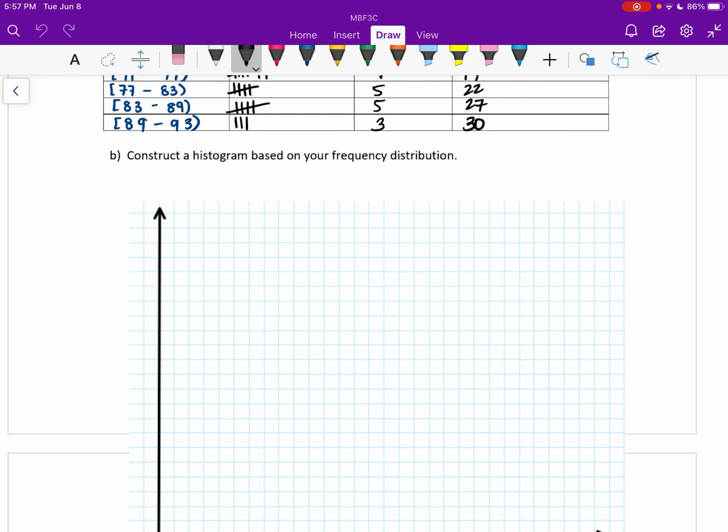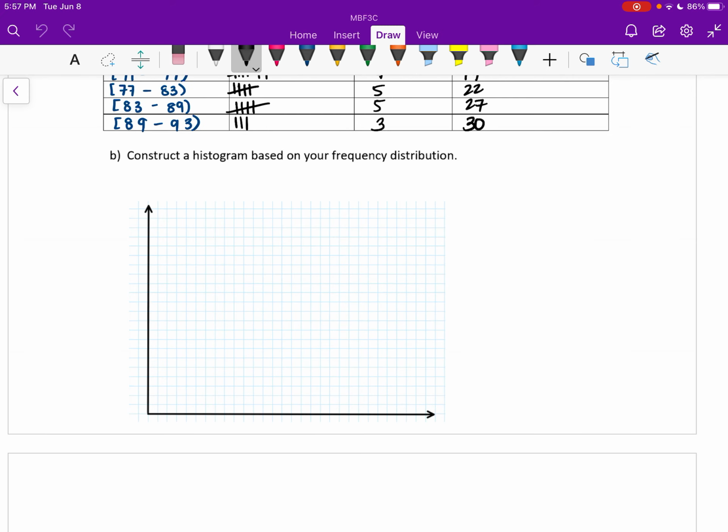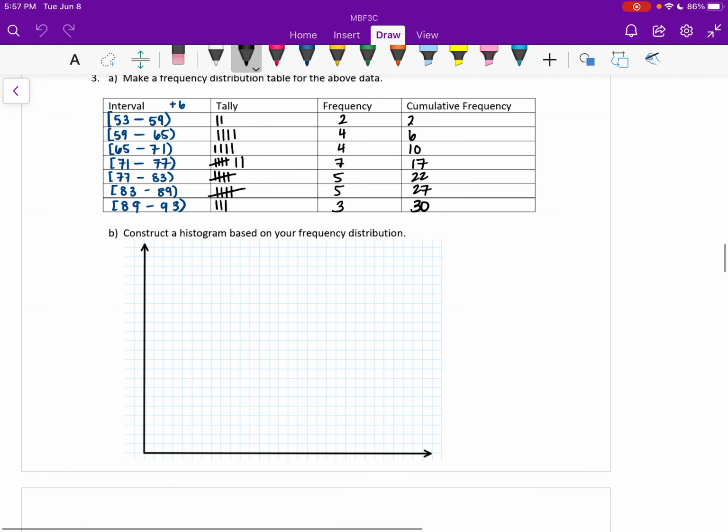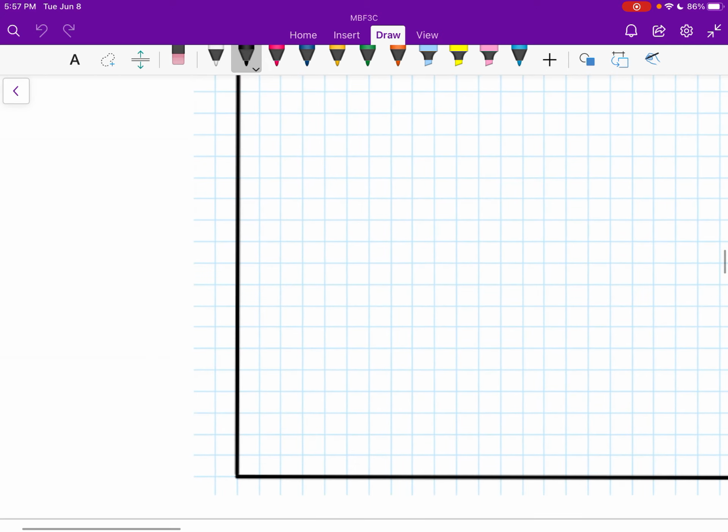And I'll always give you graph paper. I won't always give you a scale, because that would give you what you need for your frequency tables. So we want to make our frequency distribution. We know the highest frequency we have here is 5, so my frequency is going to go up to 5.